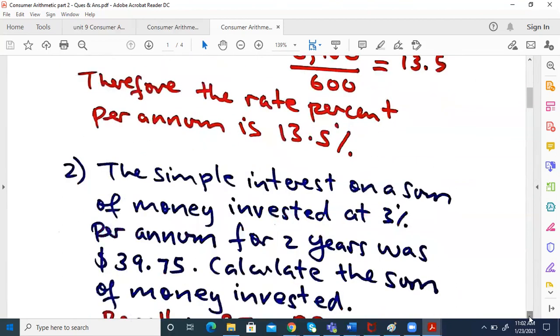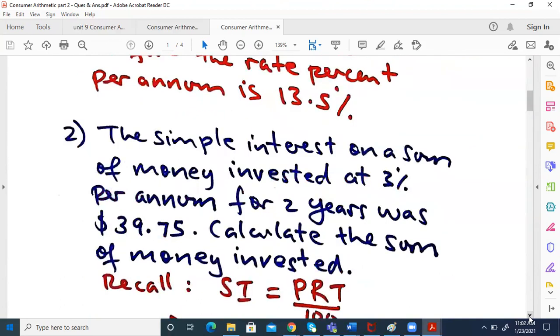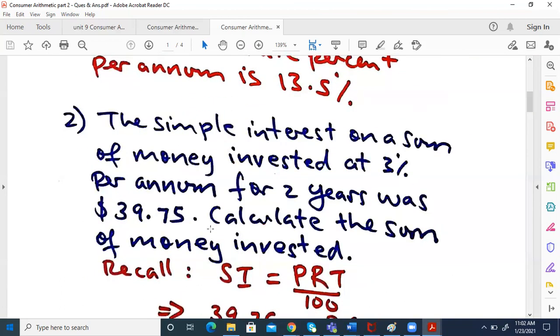Another question, the simple interest on a sum of money invested at 3% per annum for 2 years was $39.75. Calculate the sum of money invested. All right. So this time now, they're asking you to find the principal. So the question above, they ask you to find the rate. Now they ask you to find the principal.